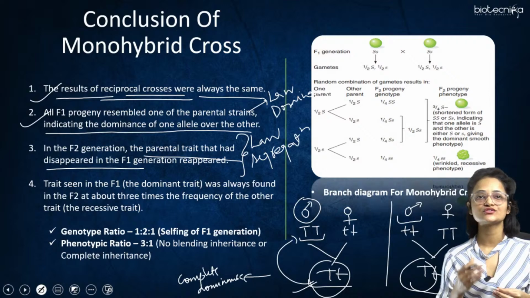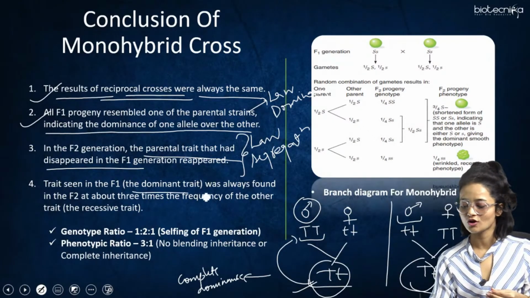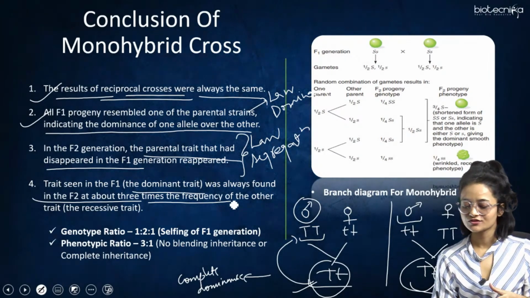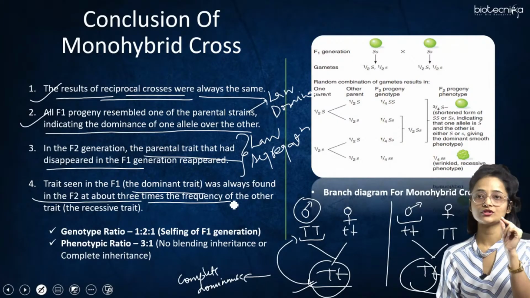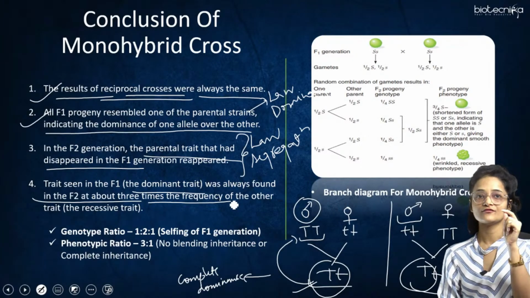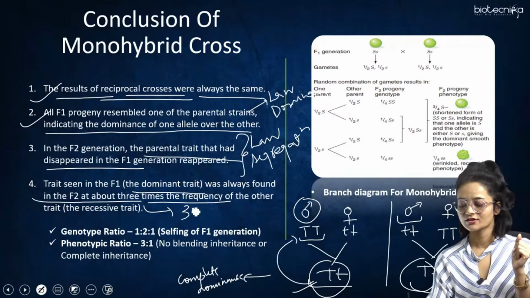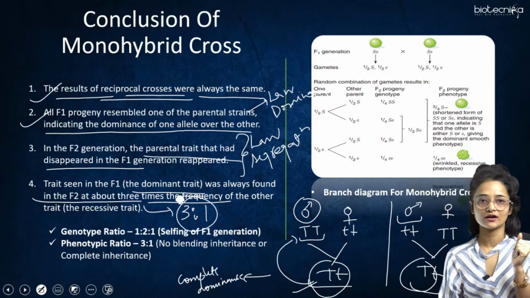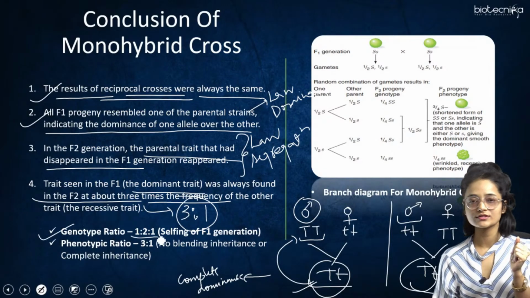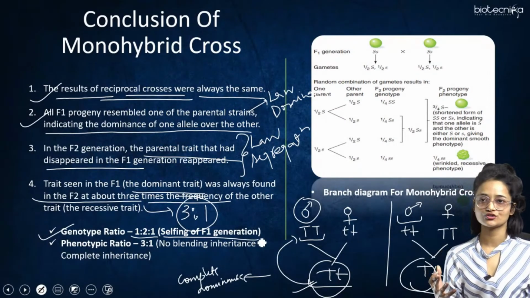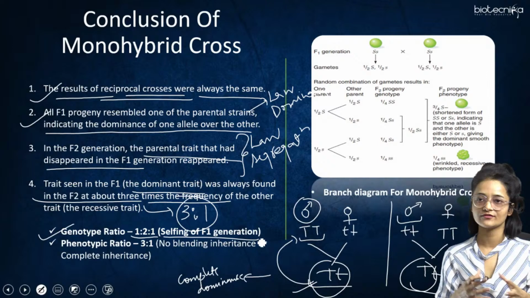Then comes the point that the trait seen in the F1, that is the dominant trait, was always found in the F2 at about 3 times the frequency of the other trait, right? So the dominant trait seen in F1 was visible in the F2 generation at 3 times the frequency of the recessive trait. So the phenotypic ratio became 3:1, right? And the genotypic ratio was 1:2:1. We have already seen how 1:2:1 came: selfing of the F1 generation took place, and in the F2 generation the genotypic ratio came out as 1:2:1.